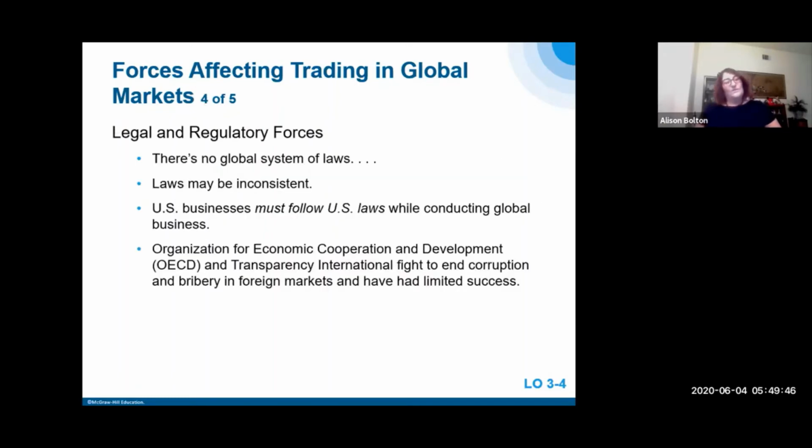Then we go towards the legal and regulatory forces. As I mentioned, different countries have different ways of seeing things. And so there is no equal global system of laws. Every country has different ways of looking at their laws. So this can be difficult at times.